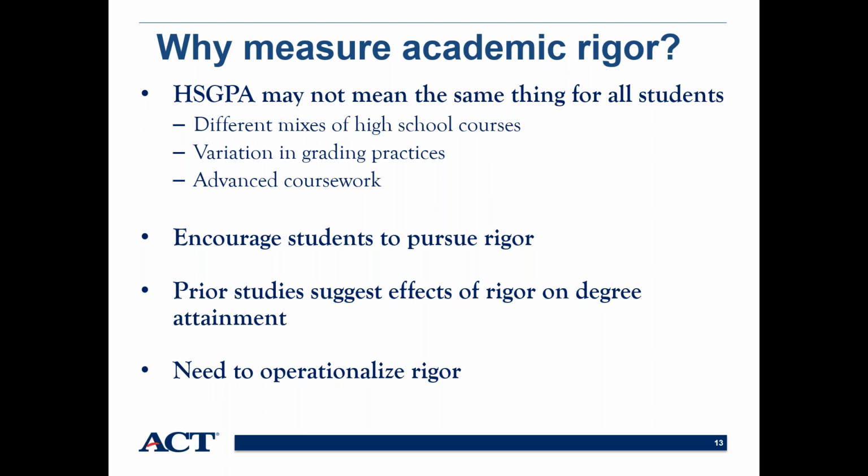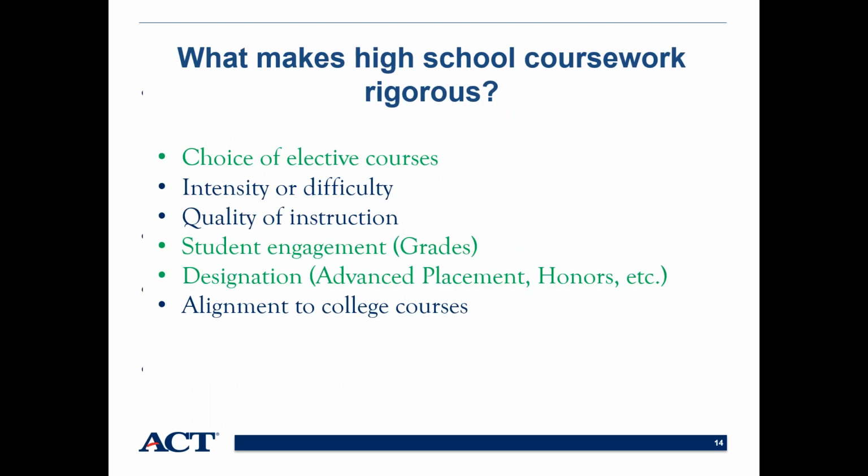So why should we try to measure rigor? Well, we know that high school GPA is typically the single strongest predictor of first-year college GPA, but it may not mean the same thing for all students. Its meaning could depend on the mix of high school courses that form the GPA, variation in grading practices across schools or classrooms, and whether or not the student was enrolled in advanced coursework, such as advanced placement and honors courses. All of these issues make it difficult to compare high school GPA for any two students, especially when they're from different schools. So measuring rigor might help overcome this problem.